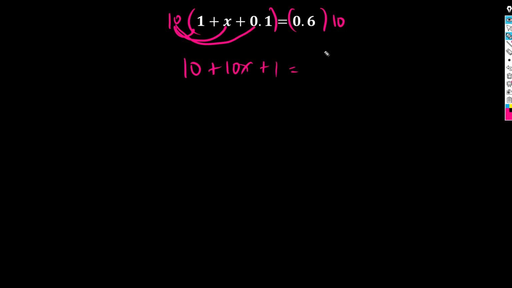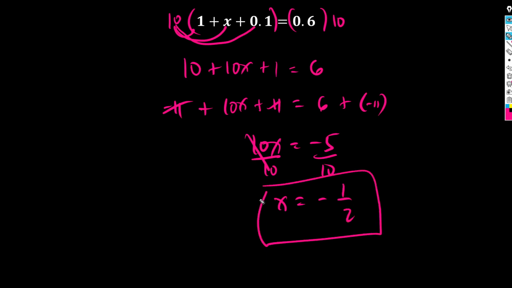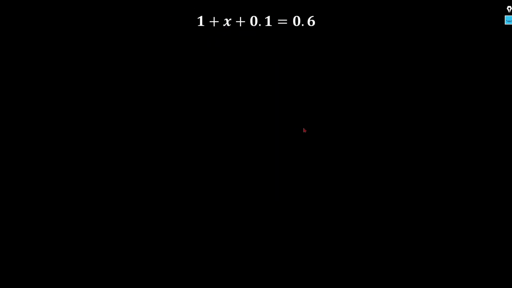Tama? Equals, this will be 6. Again, mukha na siya simple. We go 10x plus, simplify mo natin, pwede natin combine to, 11 equals 6. Then we subtract 11 from both sides or add negative 11 to both sides of the equation. Tanggal to dyan. 10x ako sa kaliwa. Minus 5 ako sa kanan. Then finally, divide both sides by 10. X equals negative, simplify mo na yan. Dapat 1/2. Tama? Yan dapat ang nakuha yung sagot. Negative 1/2. Good.